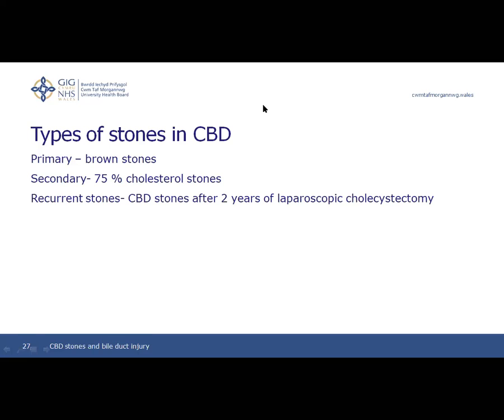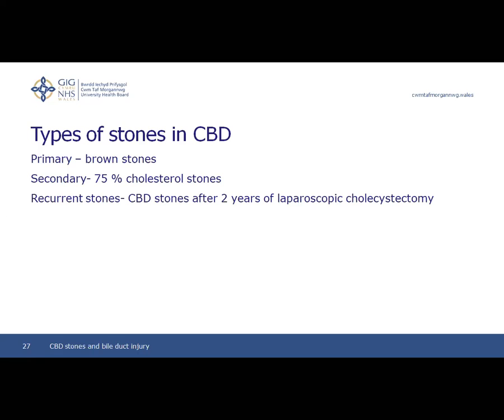Okay, so what are the types of common bile duct stones? Common bile duct stones can be of two types. Primary stones are usually the brown stones. What are primary stones? The primary stones are the stones which are formed in the common bile duct even after laparoscopic cholecystectomy. For example, there's no gallbladder which showers the stones into the common bile duct. The secondary common bile duct stones are most of the time cholesterol stones, and they are from the gallbladder. So common bile duct stones can be primary or secondary.